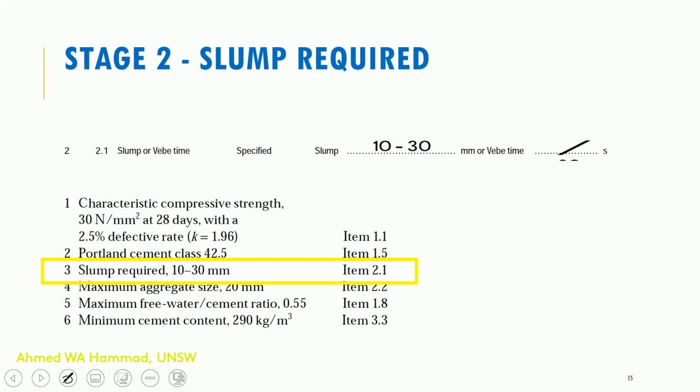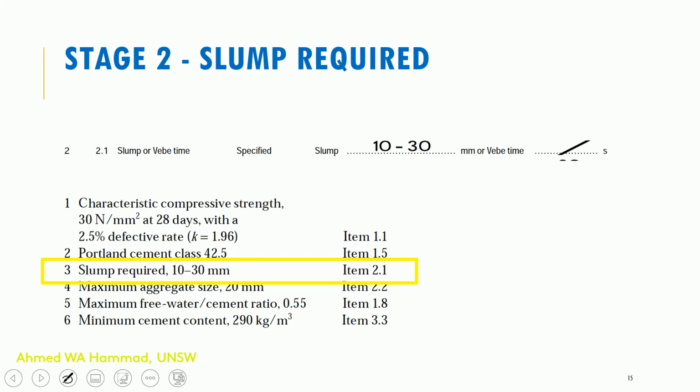So we've now computed the free water to cement ratio from stage 1. Moving on to stage 2. Stage 2 is concerned with the workability of the concrete. So in step 2.1, we need to determine what the slump is, and the slump is already specified by the client, and it's given as a value that's between 10 to 30 millimeters.